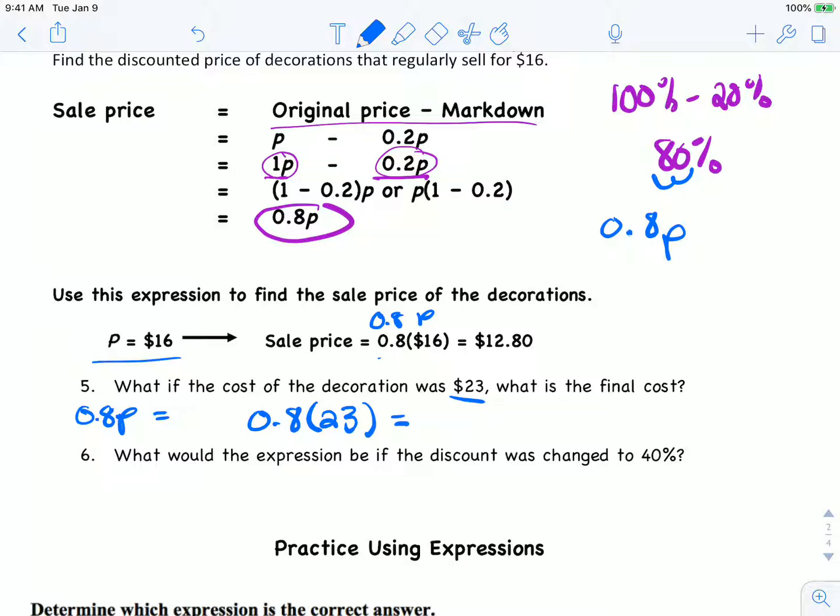So if it's a markdown, it's 20% off. Should it be more than $23 or less than $23? Less. You're getting the hang of it. So 0.8 times 23. And I got 18.4.